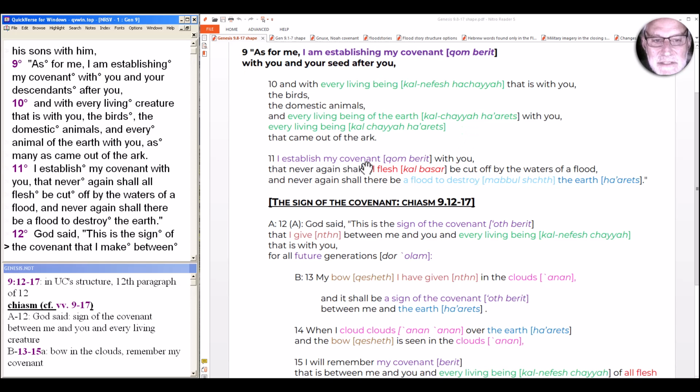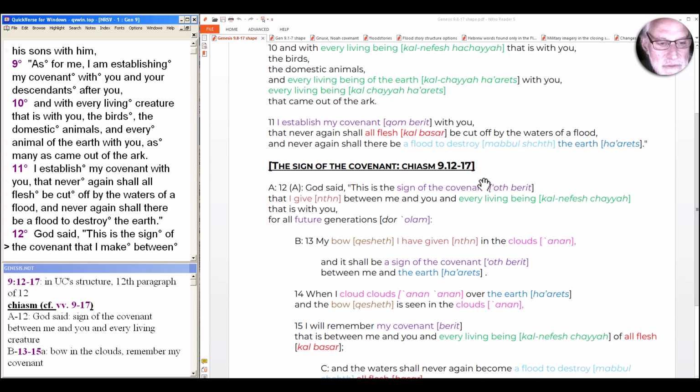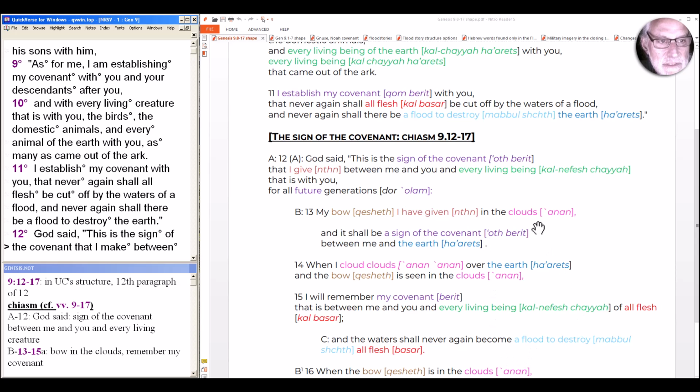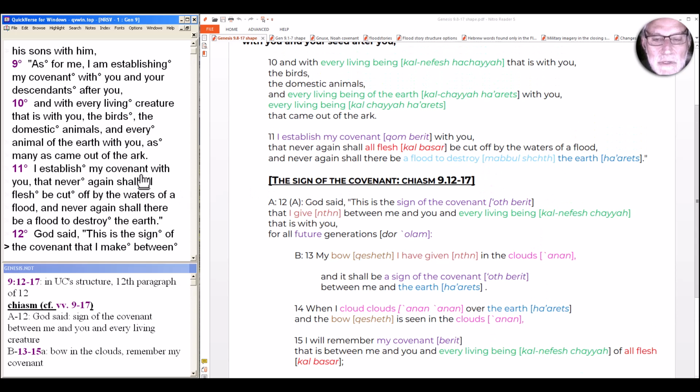Then we hear, I establish my covenant with you. Again, the second time we're repeating that never again shall all flesh be cut off by the waters of the flood. Never again shall there be a flood to destroy the earth. And this phrase, flood to destroy, is repeated down here, as you can see. The earth. So what are we hearing here? Why is God telling this to Noah? Again, nothing is required of Noah. Noah doesn't have to agree with anything. This is simply about God.